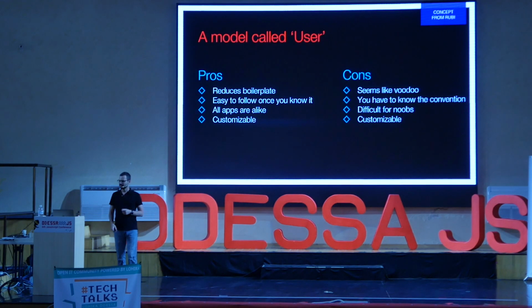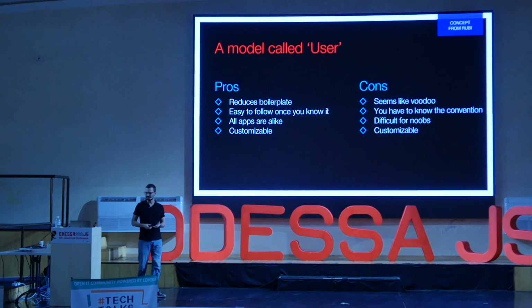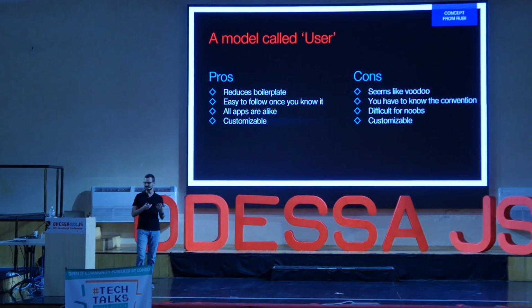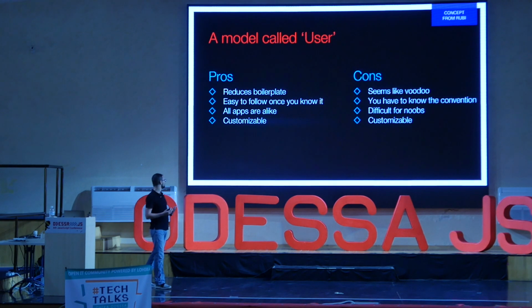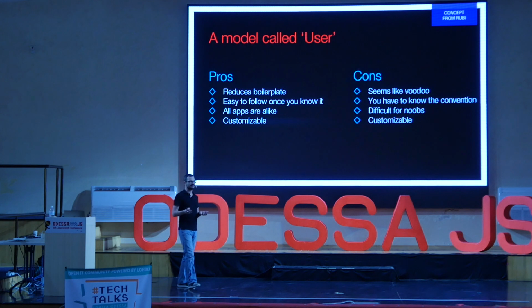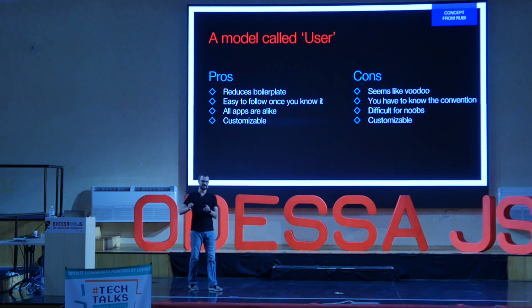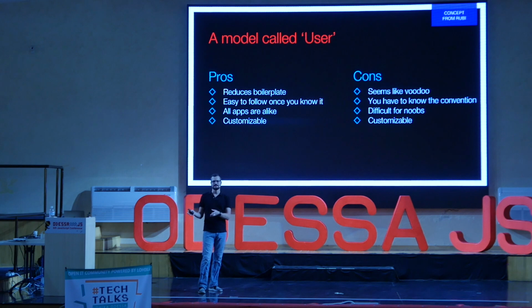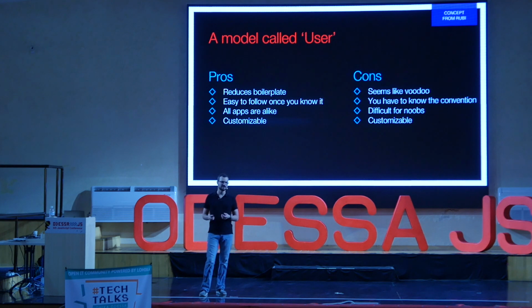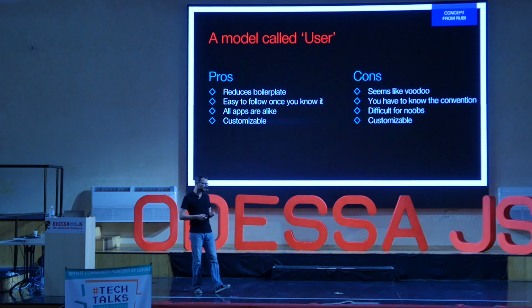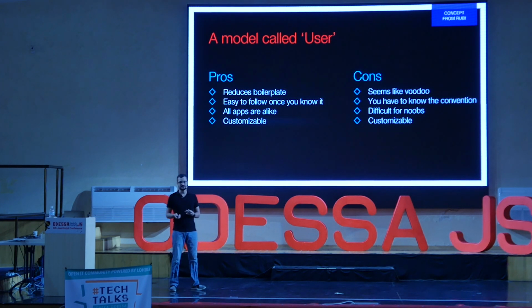So the pros here are pretty clear. It reduces boilerplate very much. It's easy to follow the code once you know this convention. And all the apps are alike. Because once you developed a Rails app in even a completely different company, and then you go to another company and you also develop a Rails app, it's very easy to onboard. So new people who already know Rails will come to your company and they can start working pretty much instantly. And another pro is that if you want to, you can also customize it if needed.